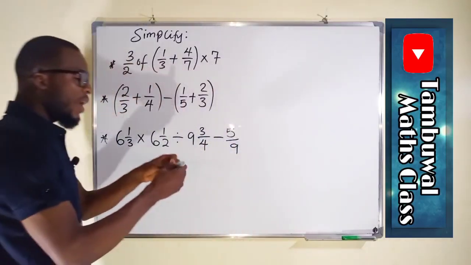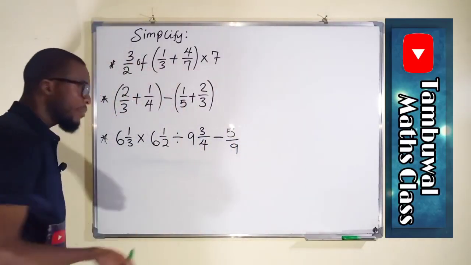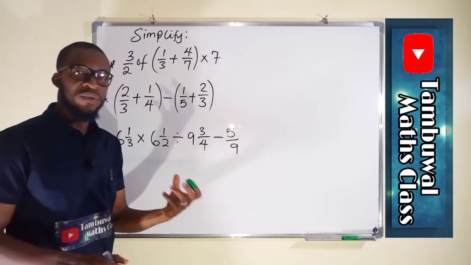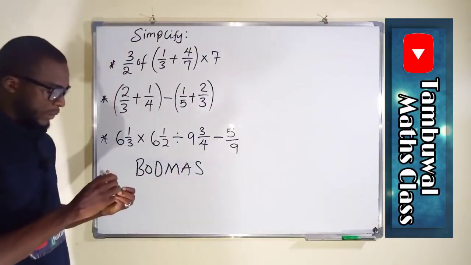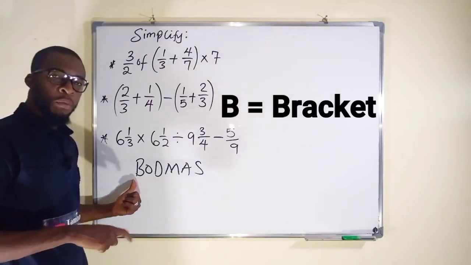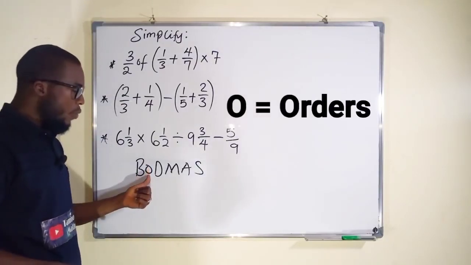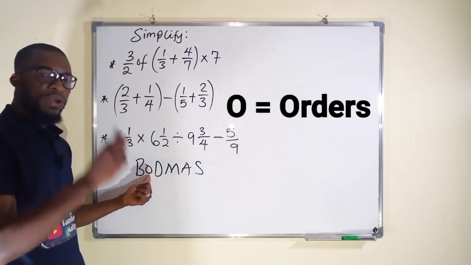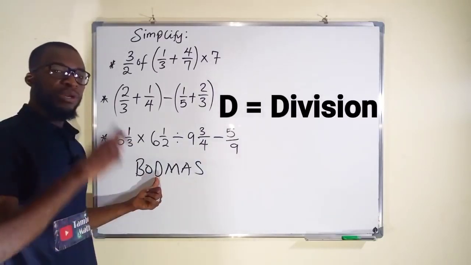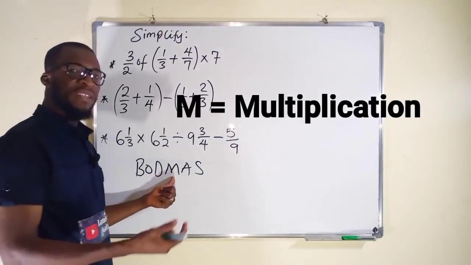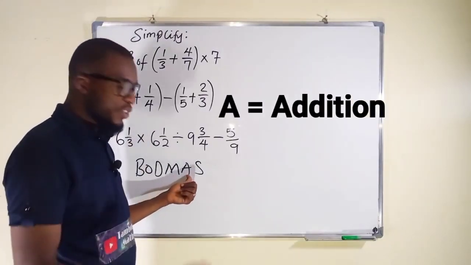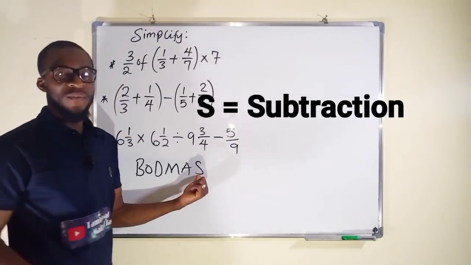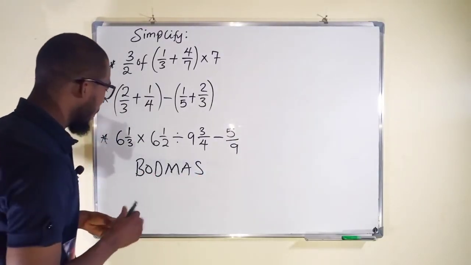So we have a rule of BODMAS and PEMDAS, but in this tutorial, I'm going to be using BODMAS. B stands for bracket, O stands for orders, D stands for division, M stands for multiplication, A stands for addition, and S stands for subtraction.